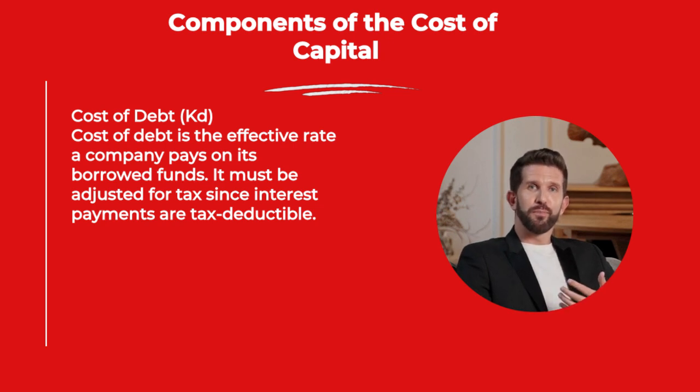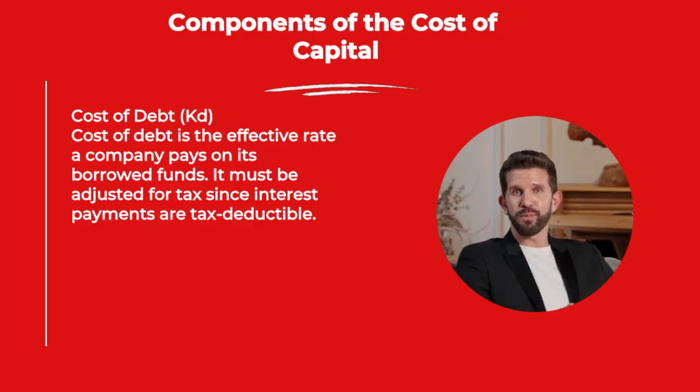where RF is the risk-free rate, e.g. treasury bills, β is the beta coefficient, the volatility of the stock relative to the market, and RM is the expected market return. B. Dividend Discount Model, DDM: KE = D1/P0 + G, where D1 is the expected dividend, P0 is the current share price, and G is the growth rate in dividends.